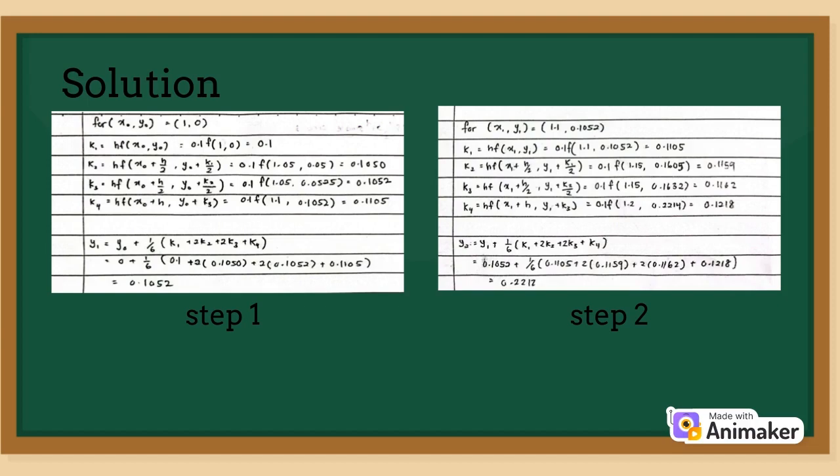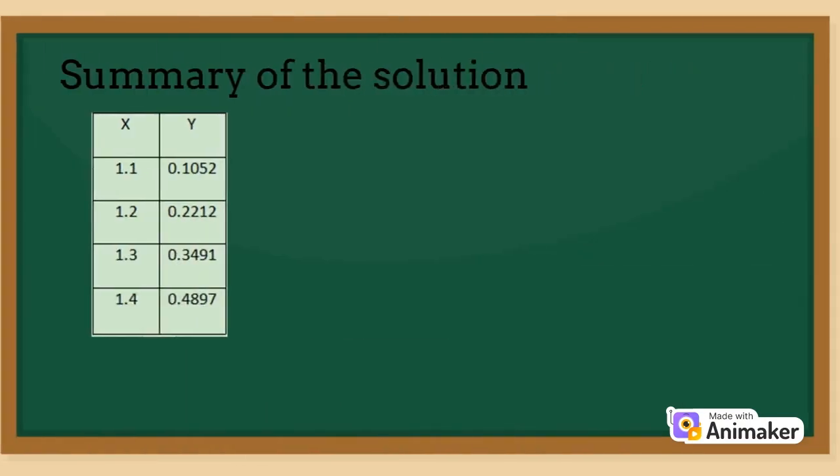Using the Runge-Kutta 4th order formula, we find the value of K1 and proceed until we reach K4. Once we get K4, we use it to find y1. For step 2, it is the same procedure, but this time we use a different value of x, 1.1, and a different value of y, 0.1052, until we get y2. To summarize the solution, after calculating step 1 up until step 4 with different values of x and y accordingly for each step, we get the value of y is 0.4897 when x is equal to 1.4.